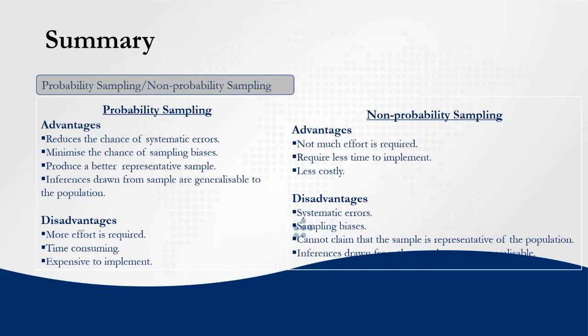And then non-probability sampling, you don't really need much effort, it's less time, less costly, but it does have those disadvantages: you have systematic errors, the bias, and you can never be really sure that your sample is representative. When you select it, when you think about it and conceptualize it, you might have a proper conceptualization, but when you implement, it can just take its own course, where you just have people who favor a particular brand respond to the study, and the other ones don't participate.